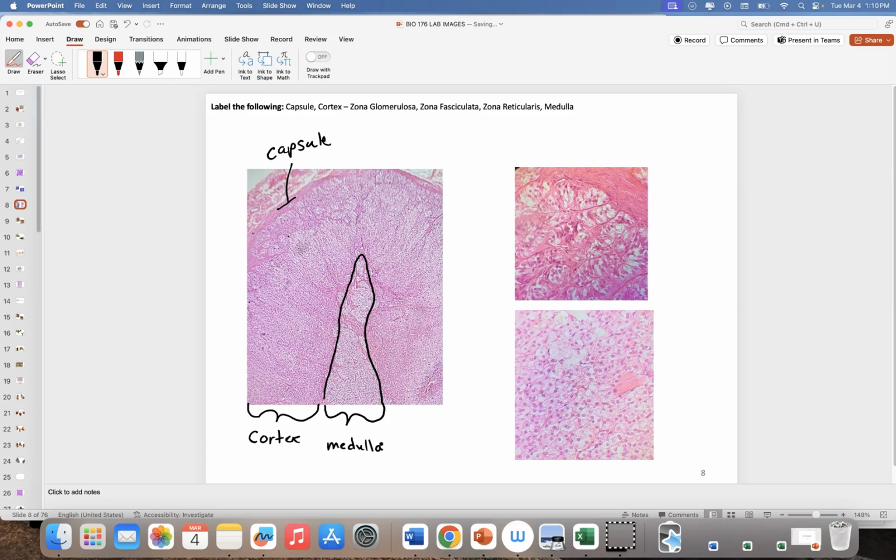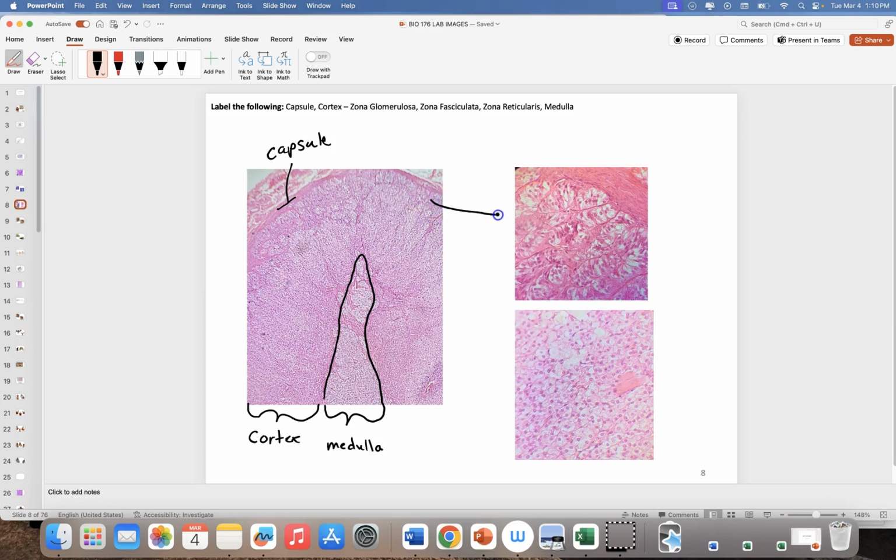The cortex is divided into three zones. Zona glomerulosa is the first one, directly beneath the capsule. Deep to the capsule, then, is the zona glomerulosa. And glomerulus means little ball. That would be this zone right here. And it's hard to see what they mean by little ball.